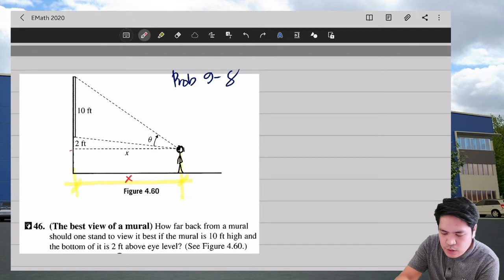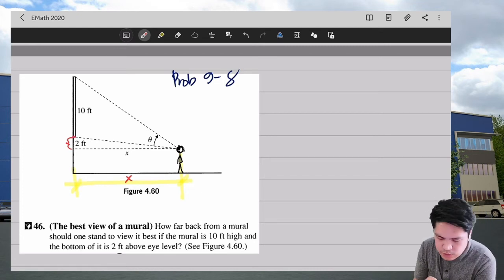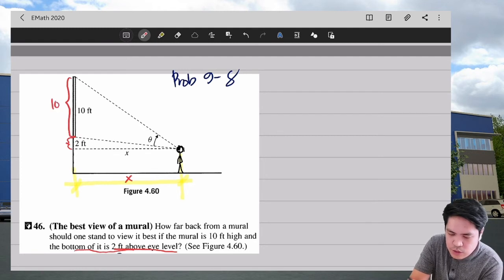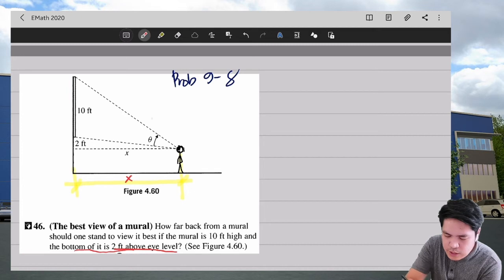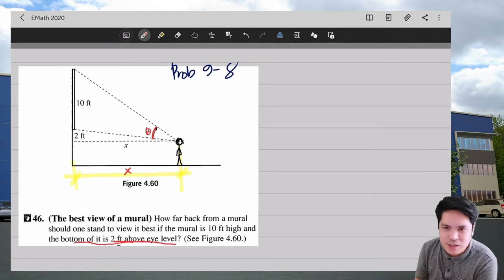And this is the eye level. So 2 feet above that is the bottom of the mural. So the bottom of it is 2 feet above the eye level. Then the height of the mural is 10 feet. So that's clear. So the angle of sight to the top and bottom of the mural is denoted as alpha. Oh, I mean theta. Is denoted as theta.